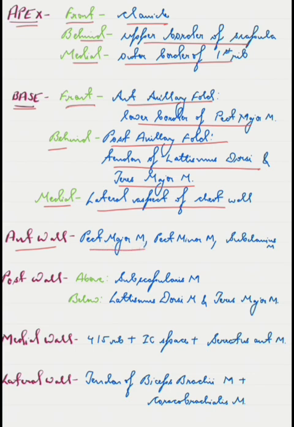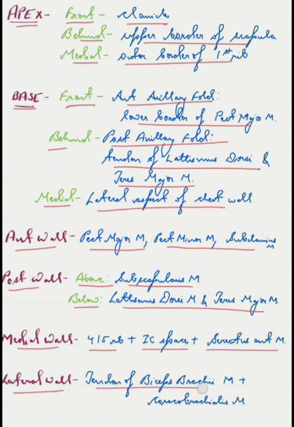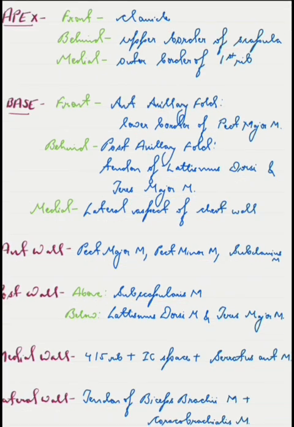The anterior wall shows pectoralis major muscle, pectoralis minor, and subclavius muscle. In the posterior wall above we have subscapularis muscle, and below we see latissimus dorsi and teres major, as we have seen before. In the medial wall we have the first four or five ribs, then the intercostal space and serratus anterior muscle, and on the lateral side we have the tendon of biceps brachii muscle and coracobrachialis muscle. Now, if you want, you can take a screenshot of this.